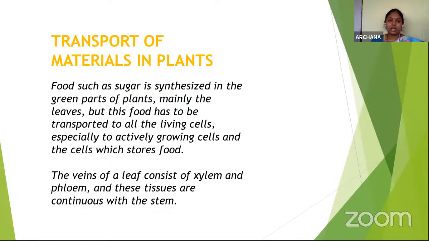Transport of materials in plants. Now we already know that photosynthesis takes place in the green parts of plants, mainly the leaves, and that food has to be transported to all the living cells, especially to actively growing cells and the cells which store food. The veins of a leaf consist of xylem and phloem, and these tissues are continuous with the stem.